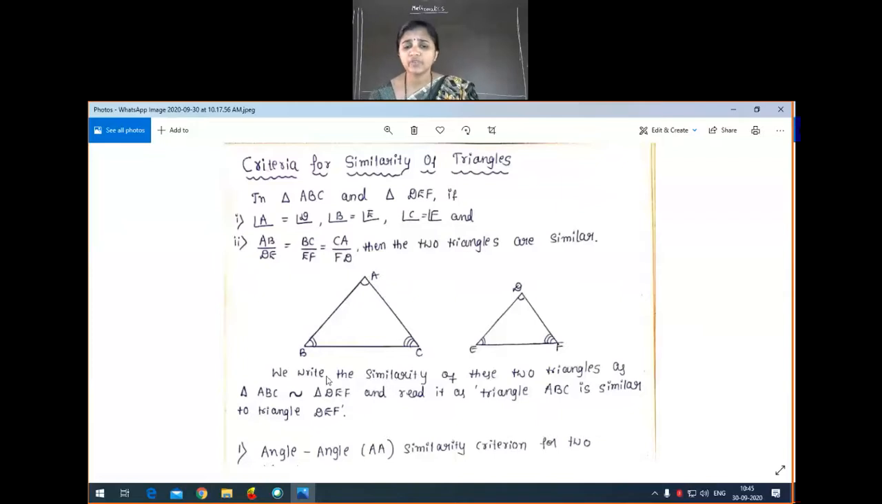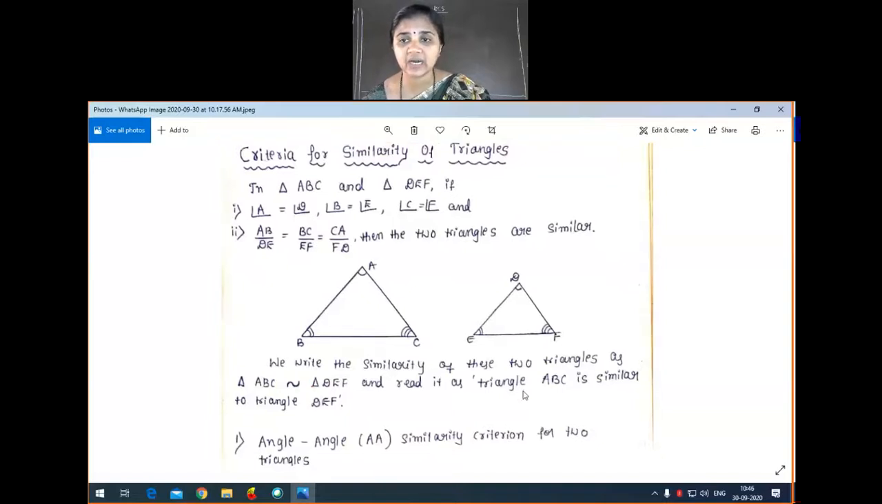You all know we write the similarity of triangles by this symbol. Are you observing the sign of the similarity of triangles? This is the similarity of triangle sign. You all know the congruency sign now, and we read it as triangle ABC is similar to triangle DEF. For the similarity of triangles, we have 3 criteria. Which are those 3 criteria?